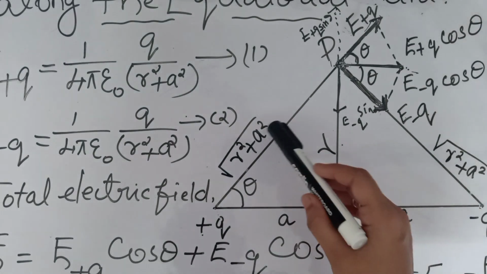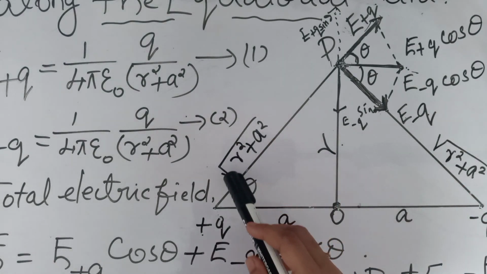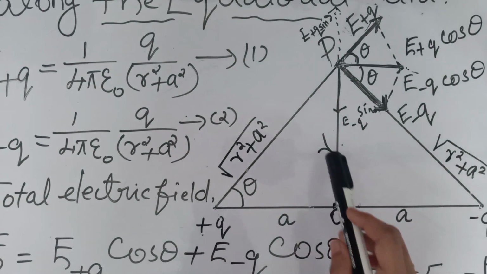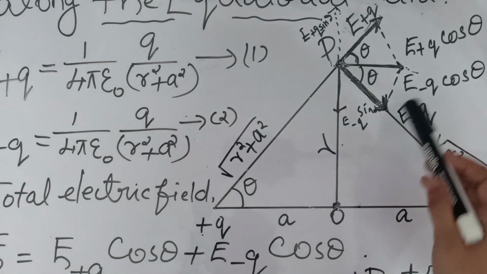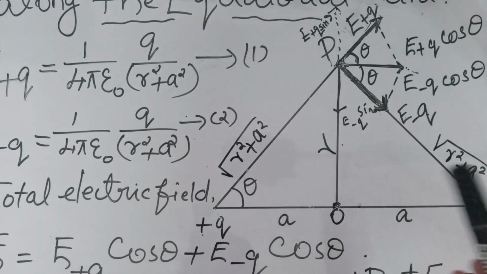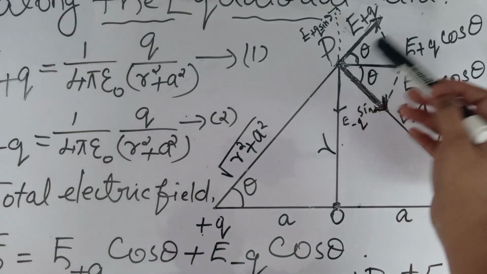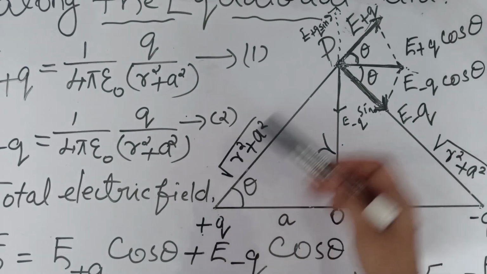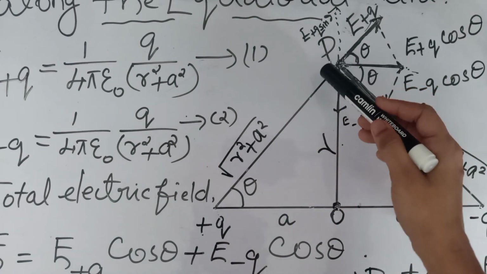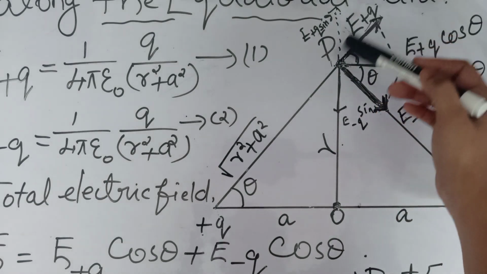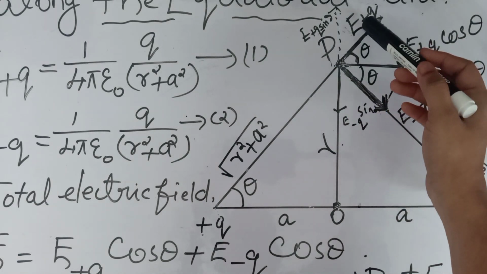For that, first of all we find this third side. Here we have A and this is R. So this third side will be root of R square plus A square. Here also we get the same value. And what about the direction of the field? Here we have a positive charge, and the test charge is also a positive charge. So this field will be away from it. So that will be E plus Q.